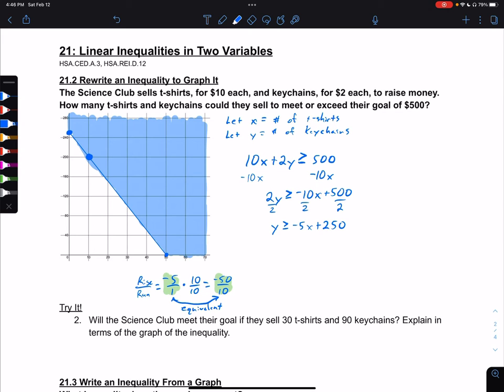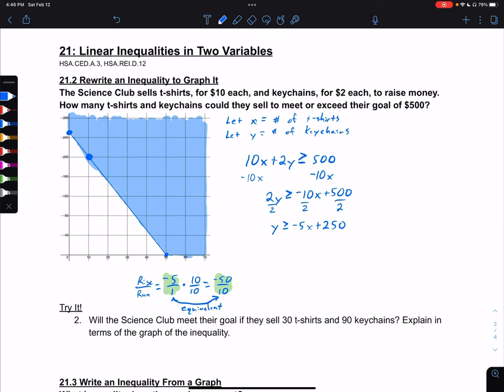The question is, how many t-shirts and keychains could they sell to meet or exceed their goal of 500? Anything in this region would work. Okay, so something like maybe you sell 60 t-shirts and 80 keychains. All right, that would make more than enough money. Maybe you sell 40 t-shirts and 160 keychains. So any of these numbers here are solutions and would work for our fundraising goals.